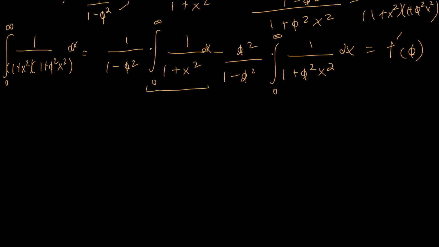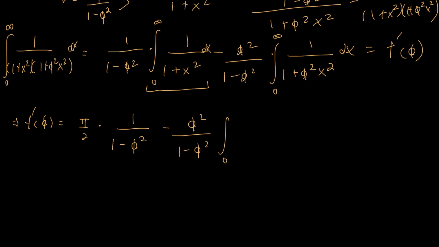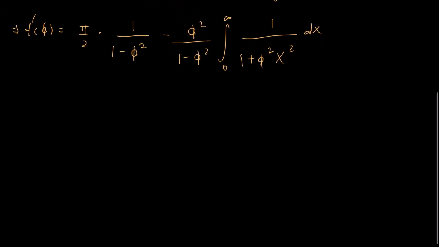So this first integral is a well-known integral. It's the arctangent of x with limits from 0 to infinity, which evaluates to pi over 2. So we have f prime of phi is pi over 2 times 1 over 1 minus phi squared, minus phi squared divided by 1 minus phi squared, times the integral from 0 to infinity of 1 over 1 plus phi squared x squared dx. And we'll focus on this secondary integral.